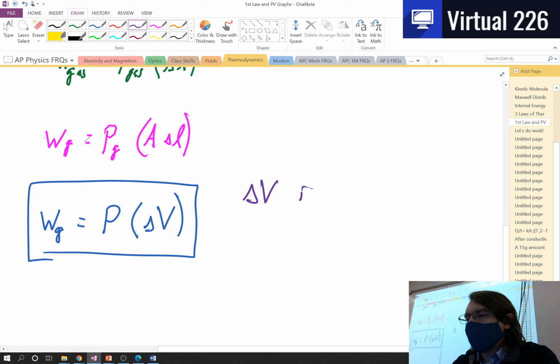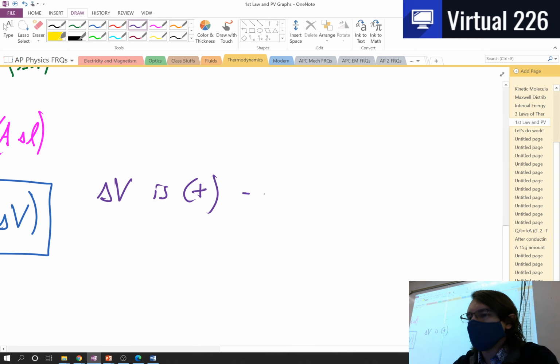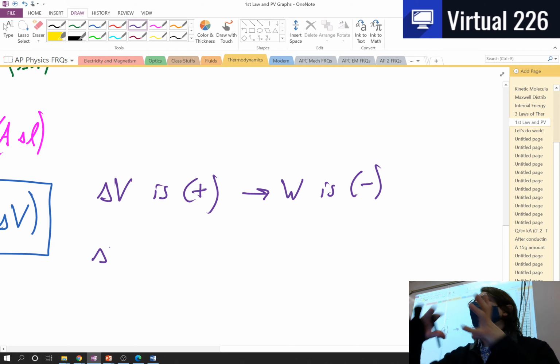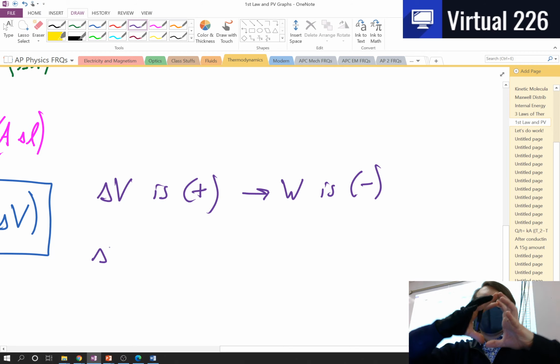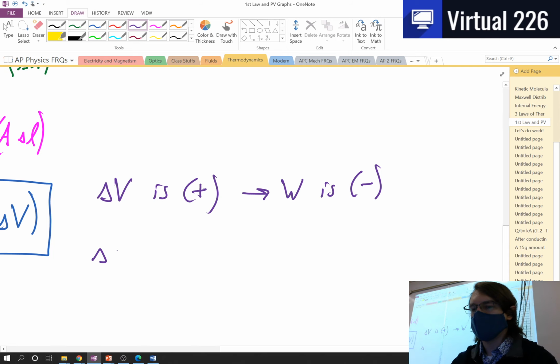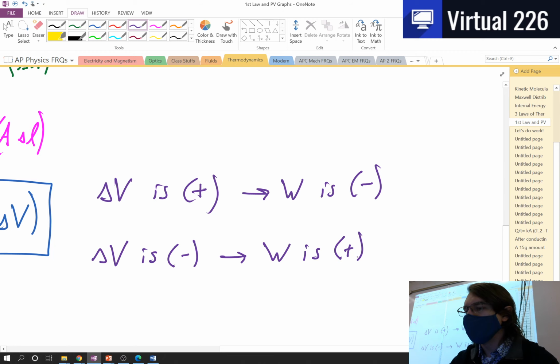if delta V is positive, work is negative. Because that's the system did work. It expanded, that gas pushed the lid up, or it blew the system up, had to do some work. If delta V is negative, work is positive.